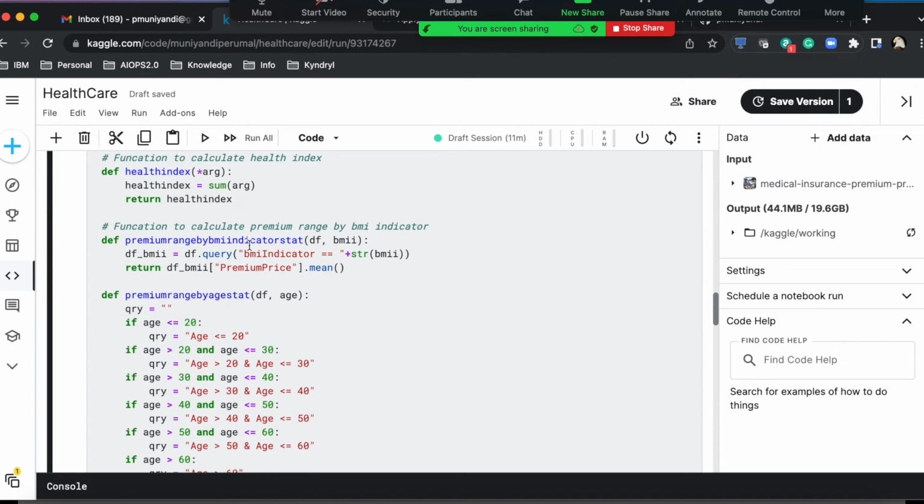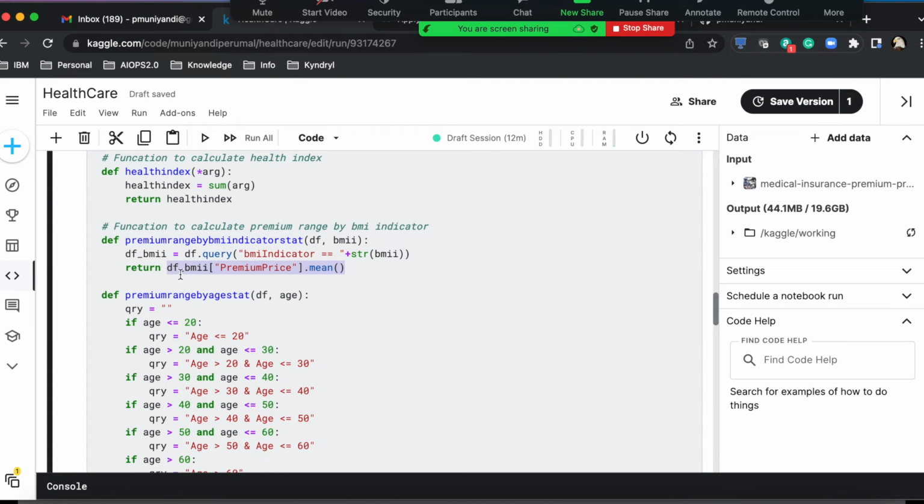Premium by BMI: for the particular BMI, what is the average of the premium that particular BMI group has paid. Suppose low, what is the premium for the people underweight? Using that parameter, I'm querying my data set. Suppose that particular person's BMI is underweight. What is the premium all the underweight people are paying? I'm taking the mean of that.